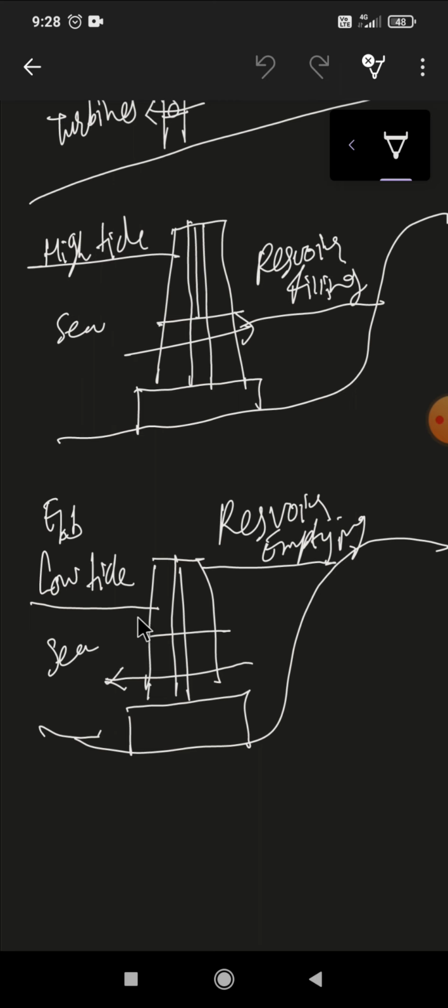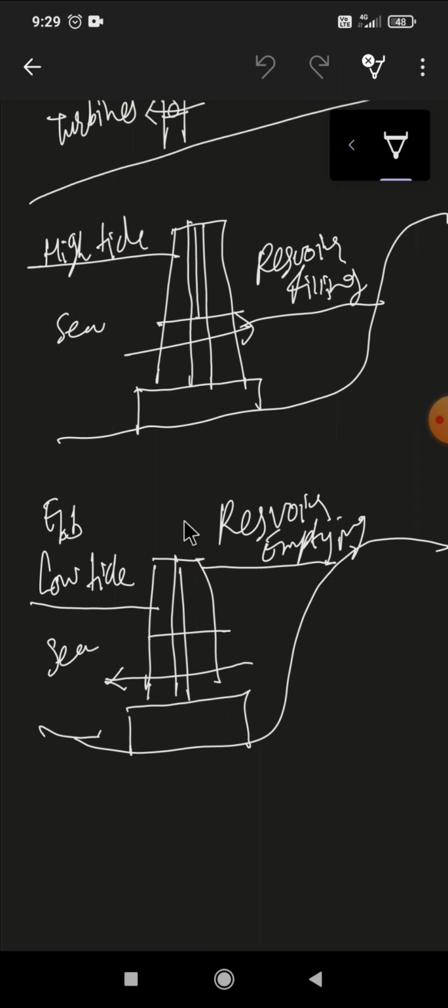So this is how the tidal power generation works. During high tide, the reservoir is filled. During low tide, the reservoir is being emptied. So during the low tide, the turbine is being rotated. So this was the first single ebb cycle system. Now we will see the second, single tide cycle system.